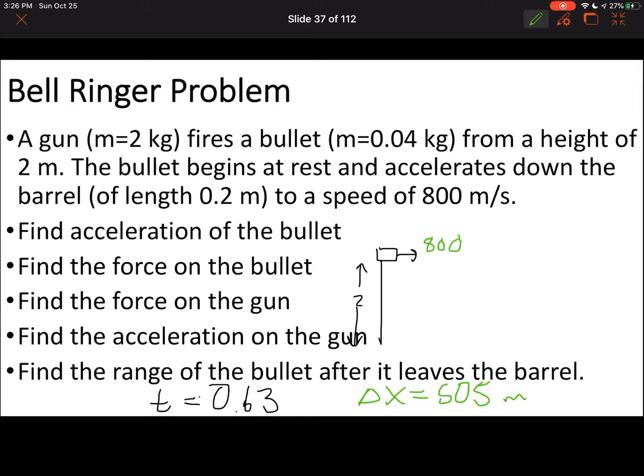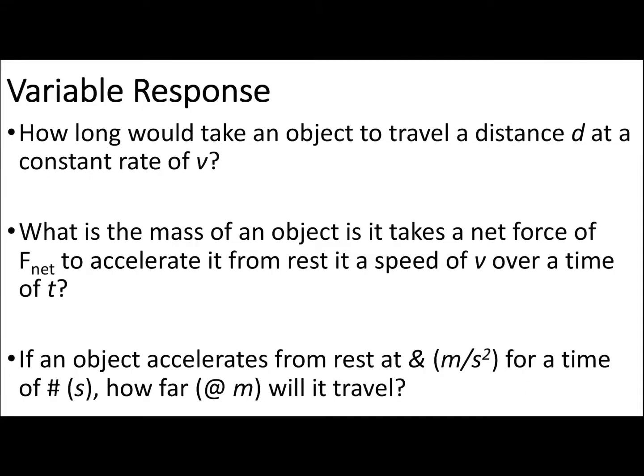So this is a very mixed problem here. We had kinematics, we had projectile motion, and we had dynamics at play here. Get used to these kinds of questions where we're going to be asking you a lot of different aspects of the bullet, both kinematics and dynamics. You got to be able to apply them both. All right, so how long would an object take to travel a distance d at a constant rate of v?